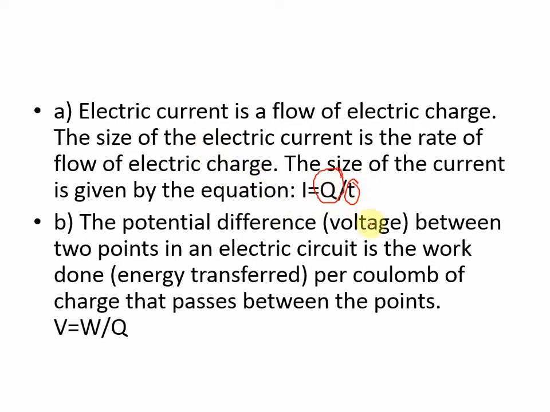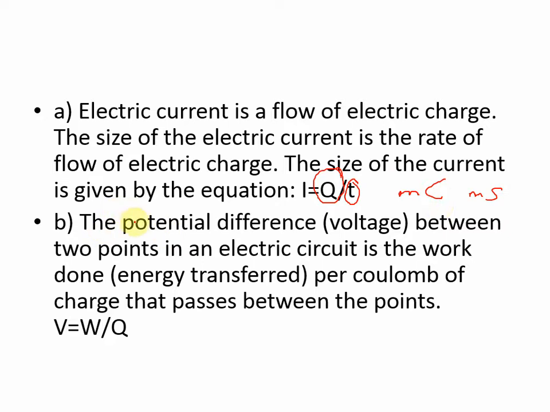Now normally when they do these questions, the charge can be in millicoulombs, so that's times 10 to the minus 3, and the time is going to be in milliseconds. So that's times 10 to the minus 3 as well. So you normally like to choose small values for this.